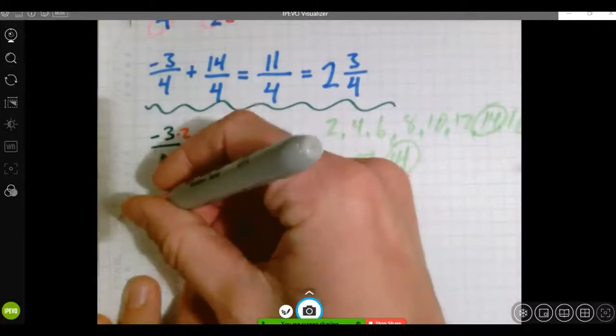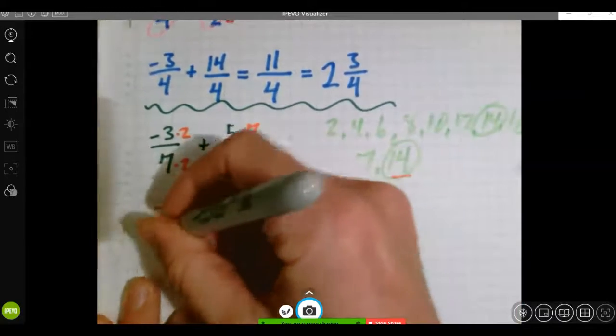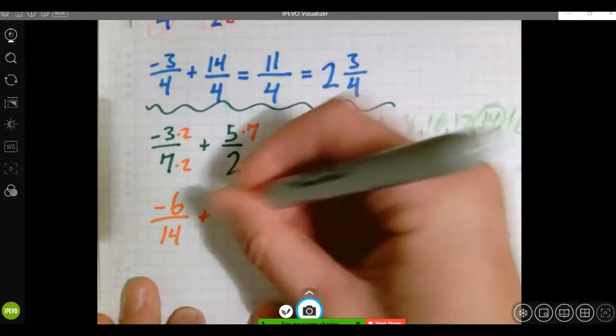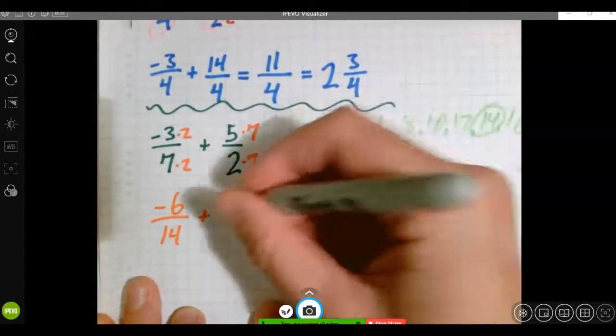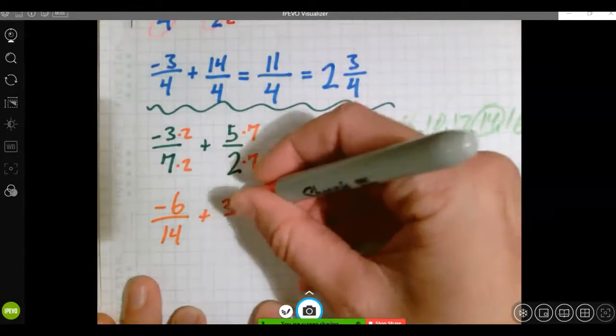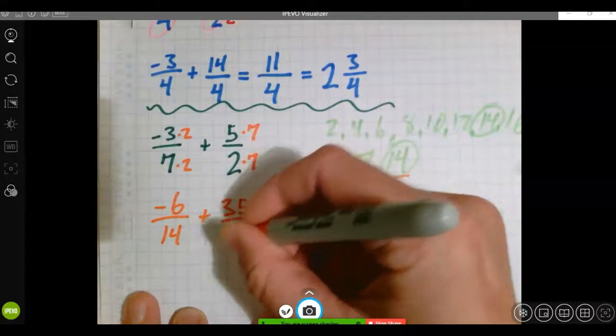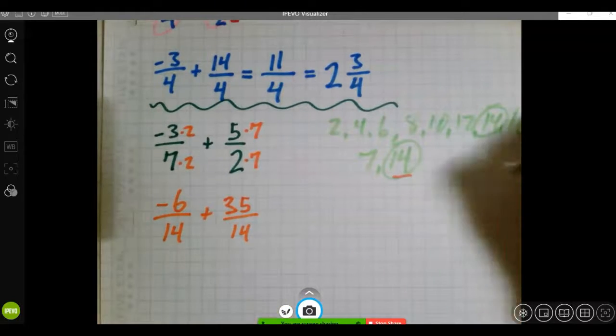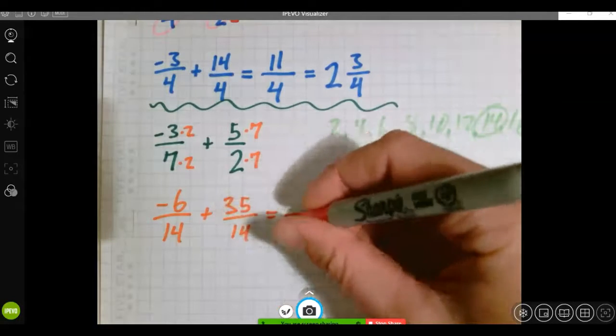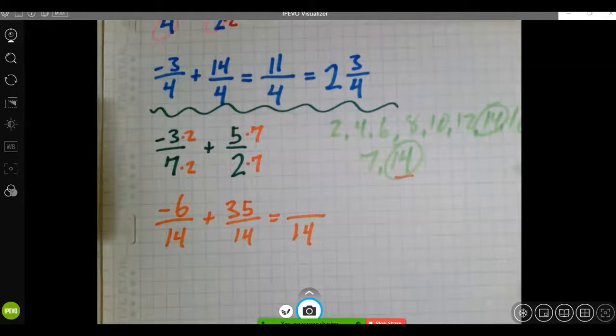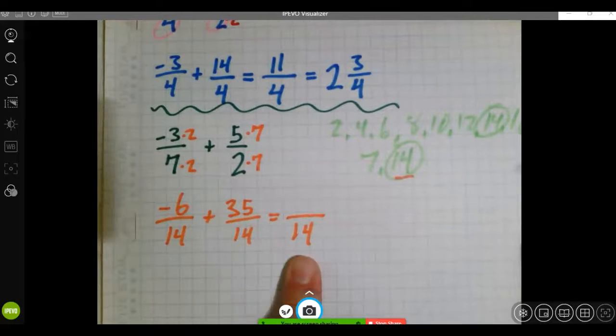So I'm going to rewrite this fraction as negative 6 over 14 plus, what's 7 times 5? 35, yeah. Thank you. Not always confident with that. We got to double check, right? Always think about your math twice. Now that our denominators are the same, bring it over. Never think about combining the numerators before you've brought the denominator over.